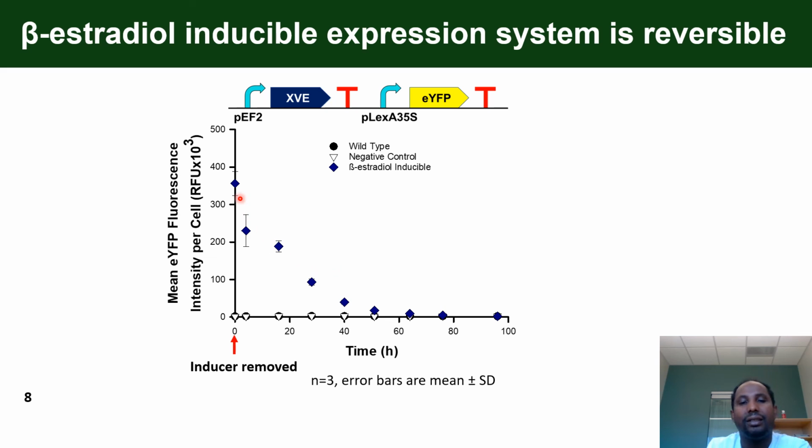As you can see, the exconjugants expressing our inducible expression system showed a gradual decrease in fluorescent intensity and reached less than half of the maximum fluorescent intensity within a 24-hour period. And then they showed an almost undetectable fluorescent level 2 days after inducer withdrawal. This showed that our system is reversible.